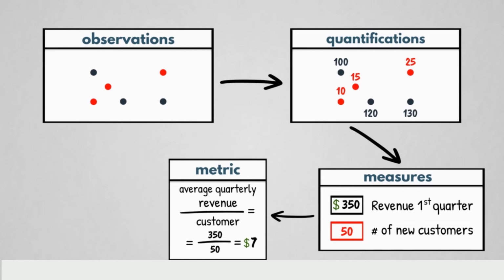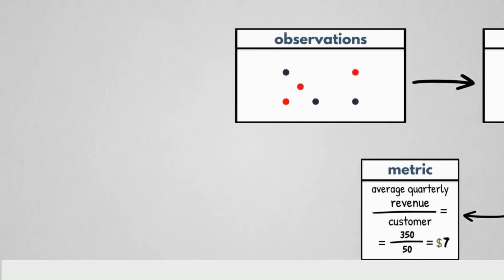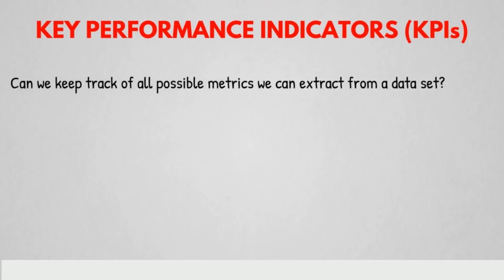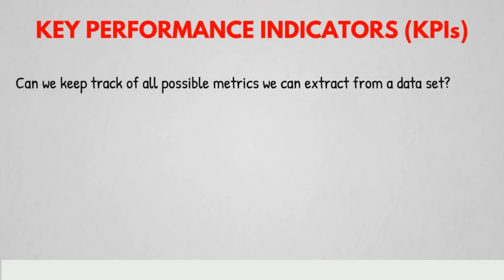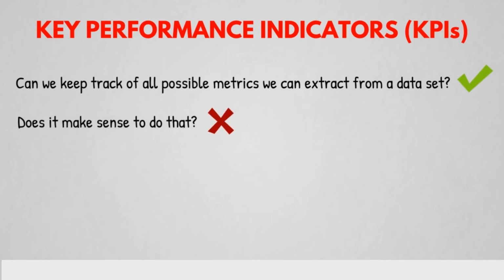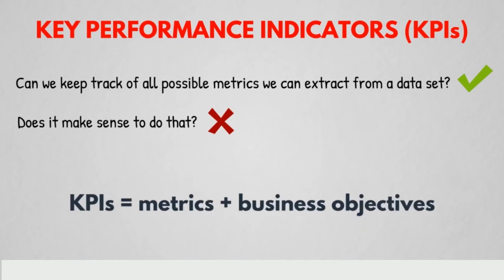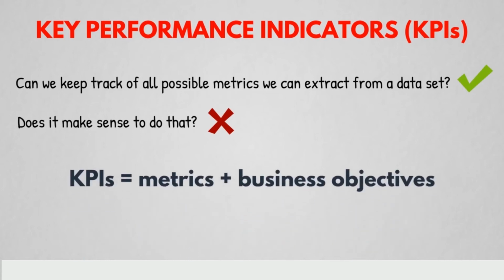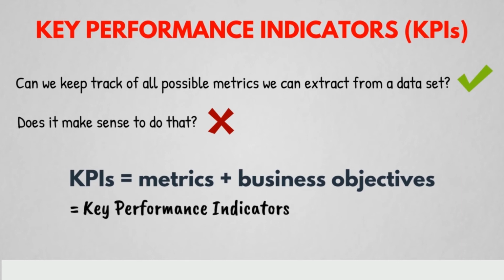However, in a real business, where the number of observations is significantly larger, you can derive hundreds or sometimes even thousands of metrics. Can we keep track of all possible metrics we can extract from a dataset? Probably yes. Does it make sense to do that? No. What you need to do is choose the metrics that are tightly aligned with your business objectives. These metrics are called KPIs, Key Performance Indicators.